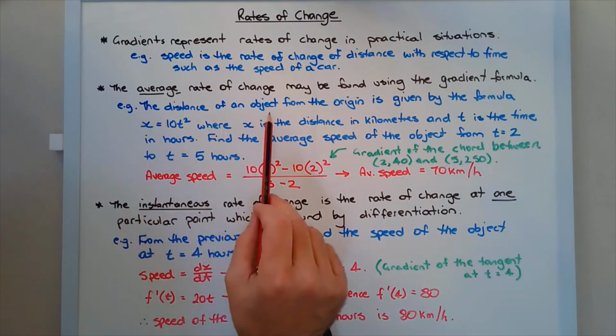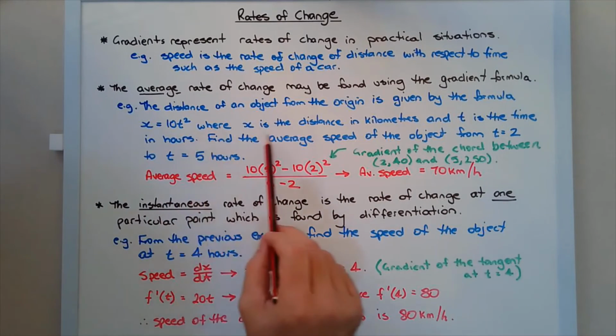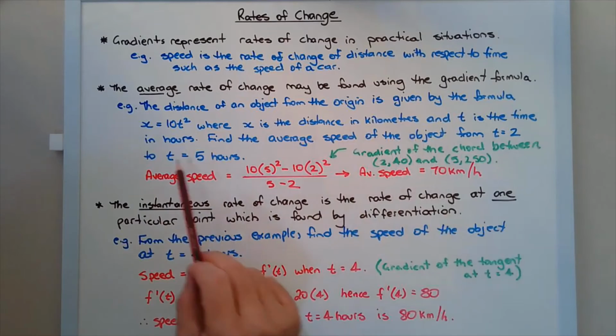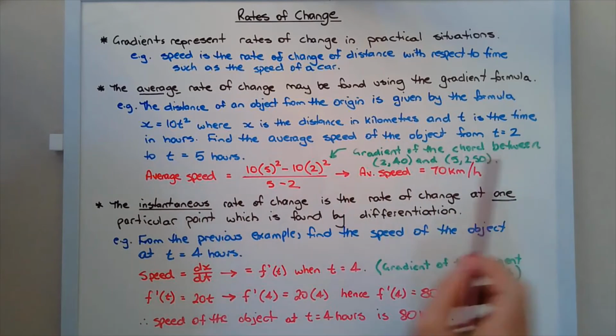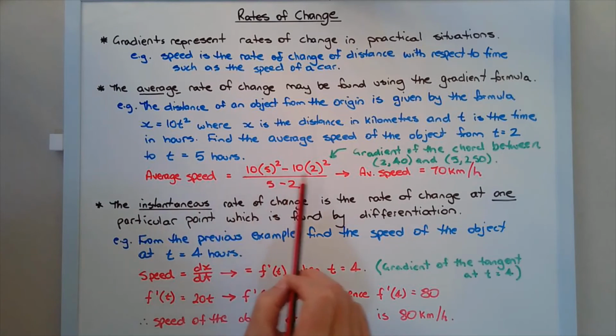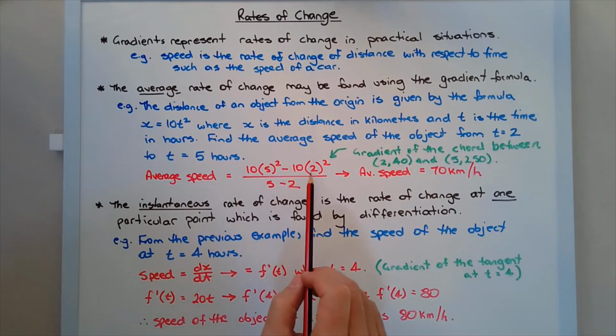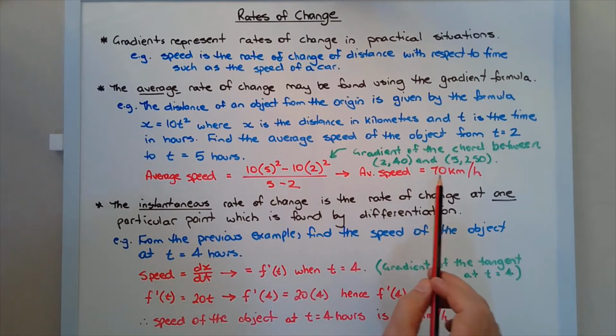The distance of an object from the origin is given by the formula x equals 10t squared, where x is the distance in kilometers and t is the time in hours. Find the average speed of the object from t equals 2 to t equals 5 hours. So average speed is equal to y2 minus y1 over x2 minus x1. So that's 10 times 5 squared minus 10 times 2 squared all over 5 minus 2. And that gives us an average speed of 70 kilometers per hour.